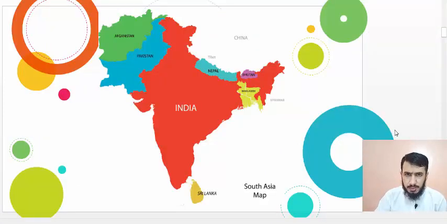What is the Indian subcontinent? In South Asia, these three countries, Pakistan, India, and Bangladesh, make the Indian subcontinent. That was formerly one single state, but now it has been divided into three.